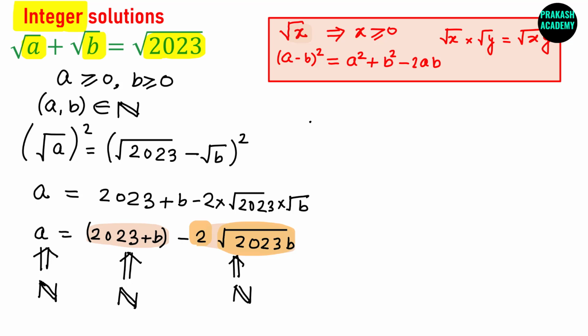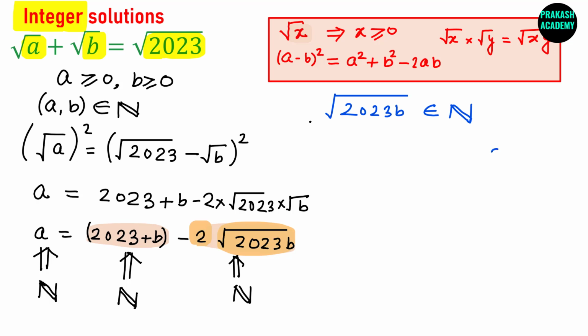This means now I can say that this term under root, 2023b, belongs to the natural numbers. And now since this belongs to the natural numbers, this means this must be a perfect square. This is a natural number. This must be a perfect square. Then only it will be a natural number. This means now we can factorize 2023 and let us see what happens.